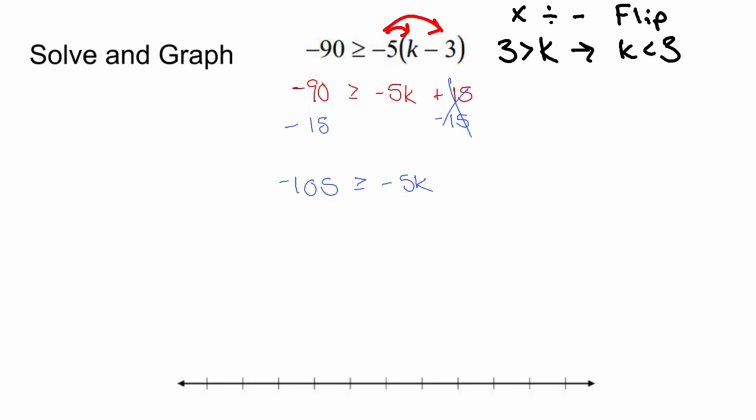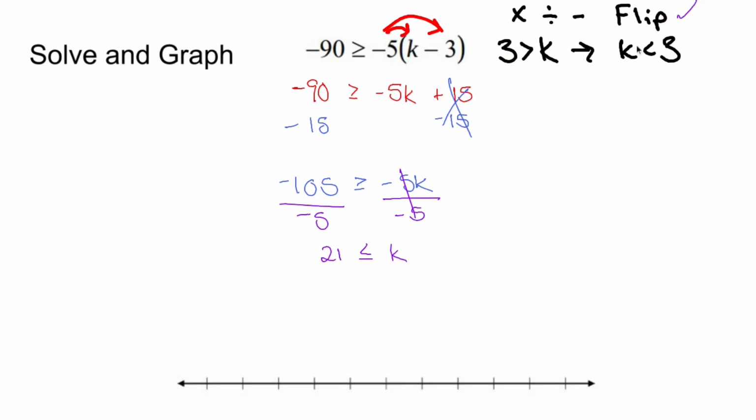Is k all by itself? No. Negative 5 is being multiplied to k. How do I get rid of a negative 5 being multiplied to k? Divide both sides by a negative. When you divide both sides by a negative, that's where you flip the sign. Negative over a negative is a positive. 105 over 5 is 21. And k is all alone on the right.